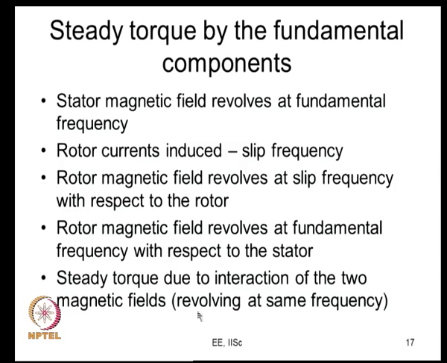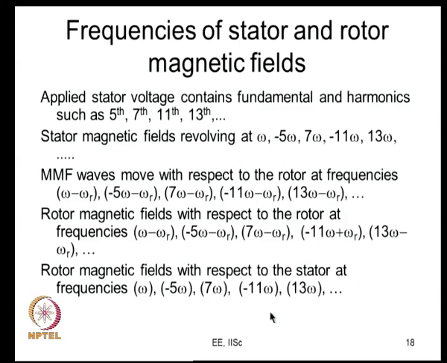On the other hand, when you are looking at harmonics, when you look at magnetic fields of two different frequencies, then they will produce a pulsating torque, because the angle between the two fields keeps changing and therefore the torque will also keep changing. This is what we will look at now. So, when you apply fifth harmonic voltage, it produces something revolving at 5 omega. Since it is in the opposite direction, we make it minus 5 omega.